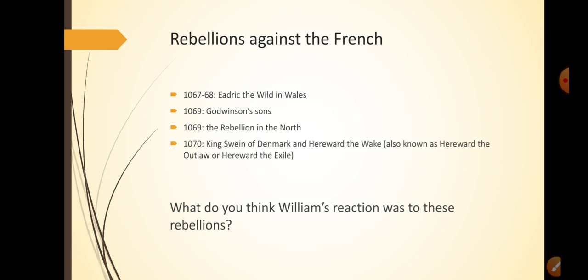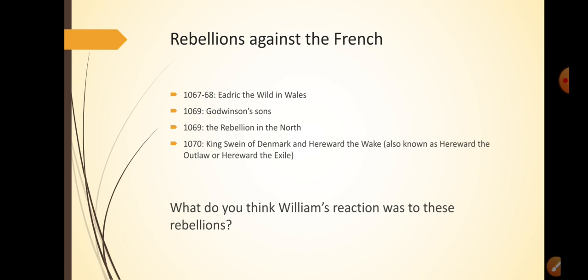Okay, so this is how they protected themselves, the French king and kings. Now, of course, William was not very popular. It's just natural that there will be rebellions against the French, even if he is very brutal. There were still people who wanted to rebel against him, and they tried.